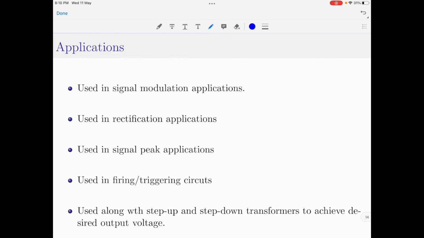Let us now move on and discuss the applications of the half wave rectifier. It should be noted that the half wave rectifier is commonly used in signal modulation applications, rectification applications, signal peak applications, and is also used in triggering or firing circuits. And lastly, it is used along with either the step up or the step down transformers to achieve a desired value of the output voltage.